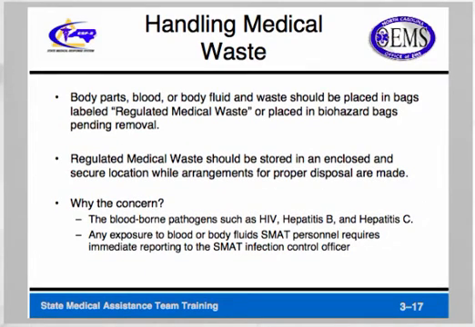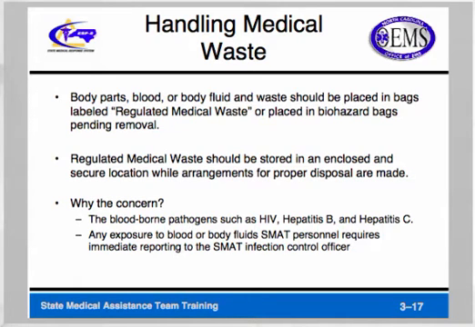The Association of Professionals in Infection Control and Epidemiology also developed a broad set of medical waste guidelines for healthcare workers responding to disasters. Many key awareness concepts for ESMAT members for the safe handling of medical waste are listed on the slide. These include body parts, blood, or body fluid and waste should be placed in bags labeled regulated medical waste or placed in biohazard bags pending removal. Regulated medical waste should be stored in an enclosed and secure location while arrangements for proper disposal are made.